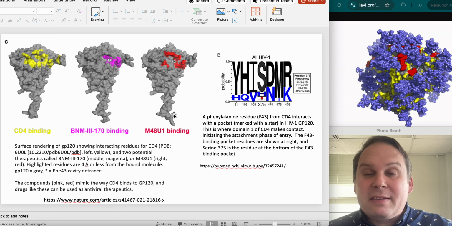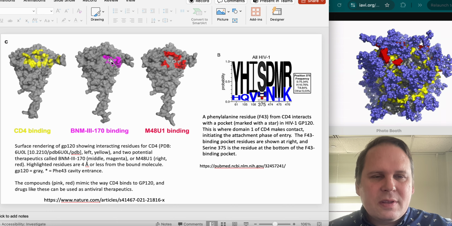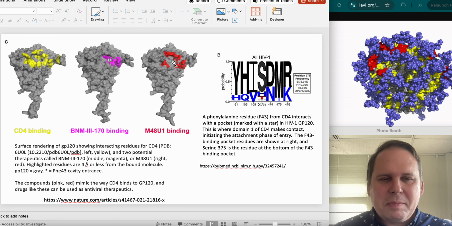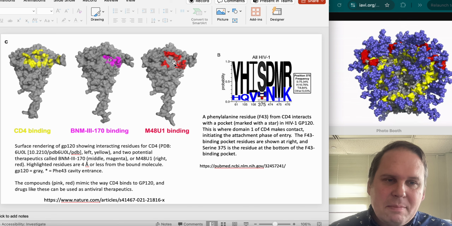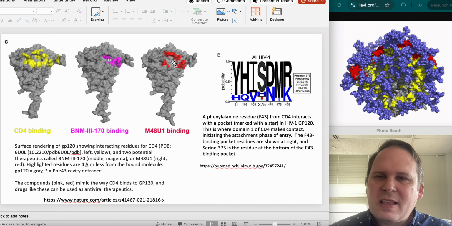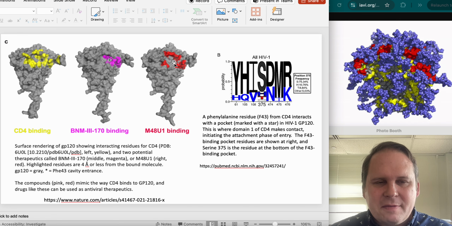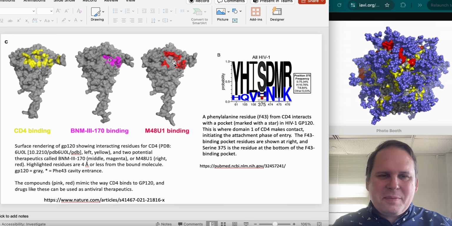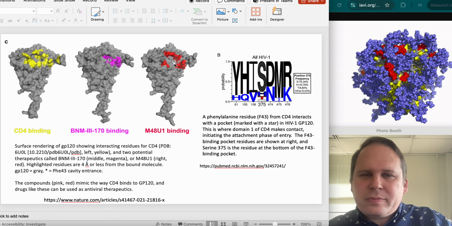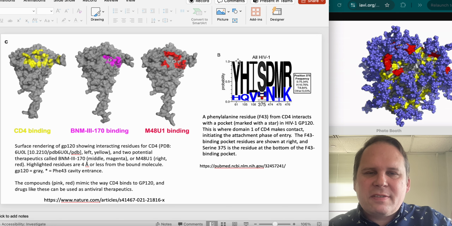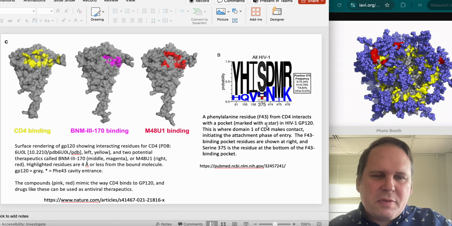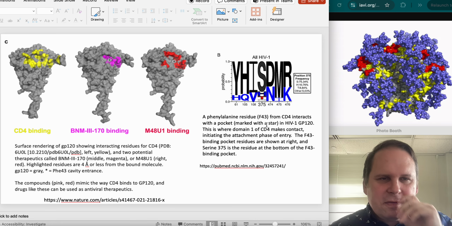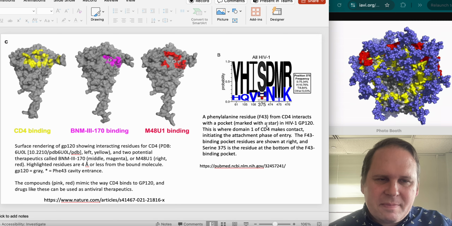All right. There are several small molecules that will bind to that same pocket on GP120. And so these can be used theoretically as antivirals. You can put something in there that blocks the little part of CD4 that would be binding to the HIV-1 glycoprotein, the envelope protein. All right, so phenylalanine 43 binds to GP120. Phenylalanine 43 is on CD4. GP120 is the part that sticks out of the virion. It's the top of the envelope glycoprotein.